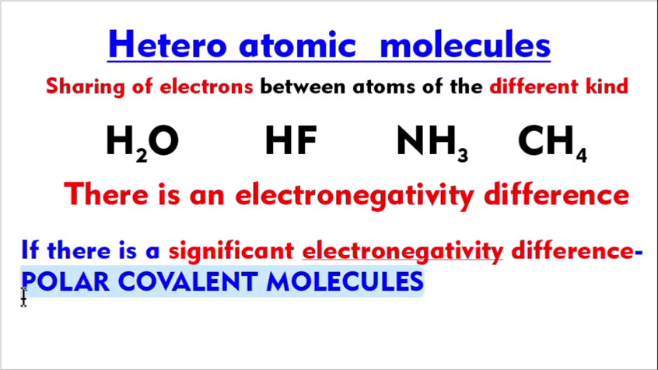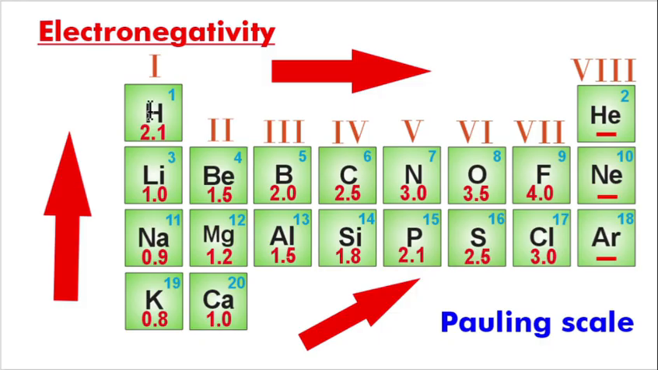If there is a significant electronegativity difference, let's see one by one. Hydrogen and oxygen, 3.5 and 2.1. The difference is about 1.4. So they have a significant electronegativity difference. H and F, it's around 1.9. N and H, 2.1 and 3, that is 0.9. If you look at carbon and hydrogen, the difference is 0.4. This is not that significant a difference.